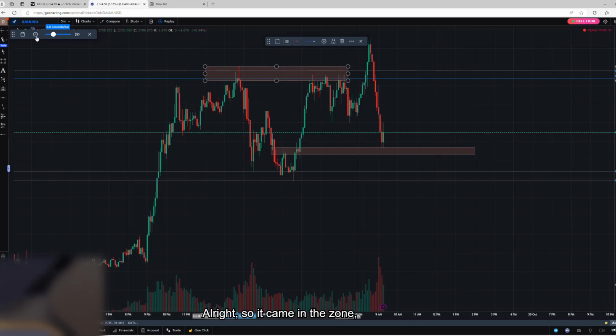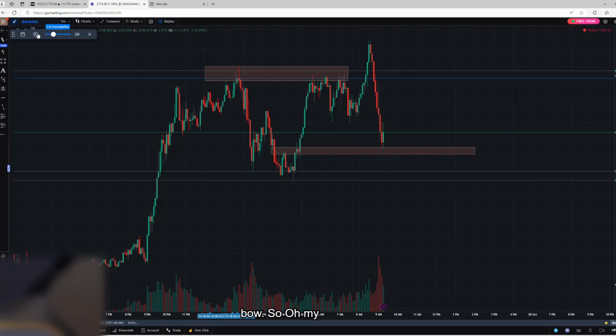All right, so it came in the zone, but it seems like it's trying to go back up. But you know what I'm gonna do? I'm gonna wait till the market breaks above this candlestick right here. This green candlestick right here. Once it breaks above this green candlestick, I'm hopping in for the buy.